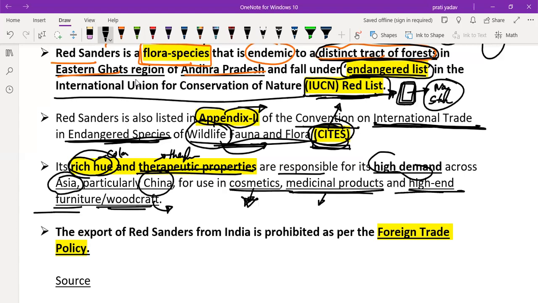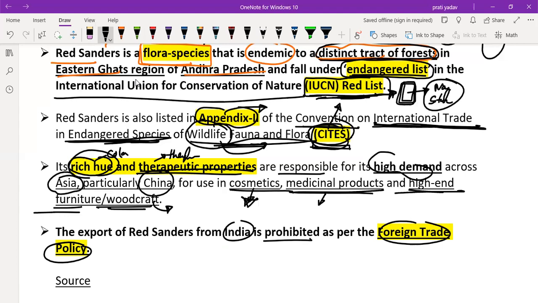The export of red sanders from India is prohibited as per the foreign trade policy. So as per the foreign trade policy, trade is prohibited. If any person trades red sanders outside of India, it is illegal, because through the foreign trade policy, it is illegal to trade red sanders outside of India.